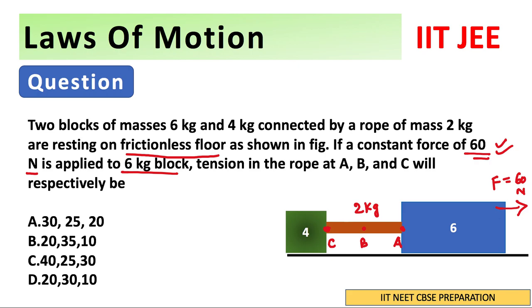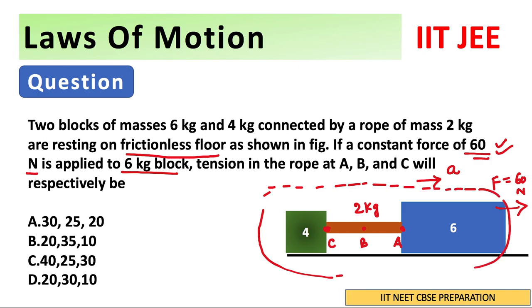First of all, let us find out the acceleration of the whole system, because there is an external force, F net, 60 Newton acting on the bigger block. We consider A, this rope and this bigger block, 4, 6 and 2 kgs. This whole thing, let us consider as our system. And the external force on the system is how much? 60 Newton.